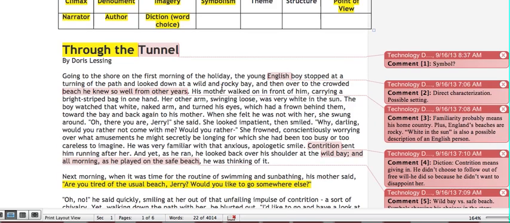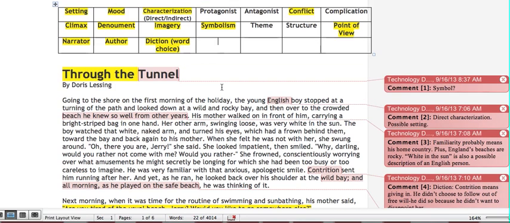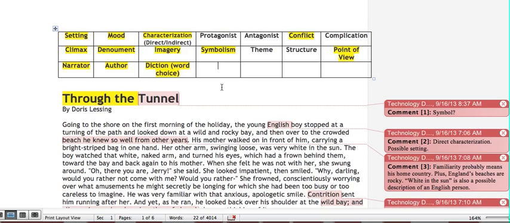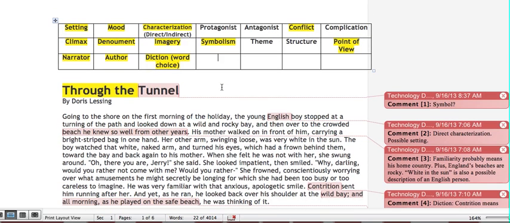So let's go through a couple of things that I've annotated on Through the Tunnel by Doris Lessing. As I started off, I always look at the title. It's important. The author's trying to direct you to a main idea, and Through the Tunnel is the title she's chosen. Usually, a tunnel is a pretty commonly used symbol, definitely going down into the darkness, coming out into the light, those types of things.